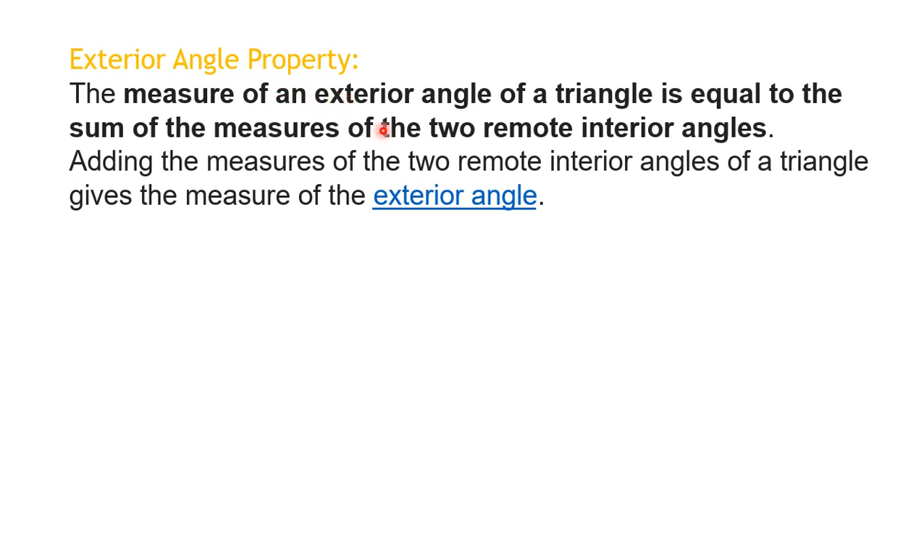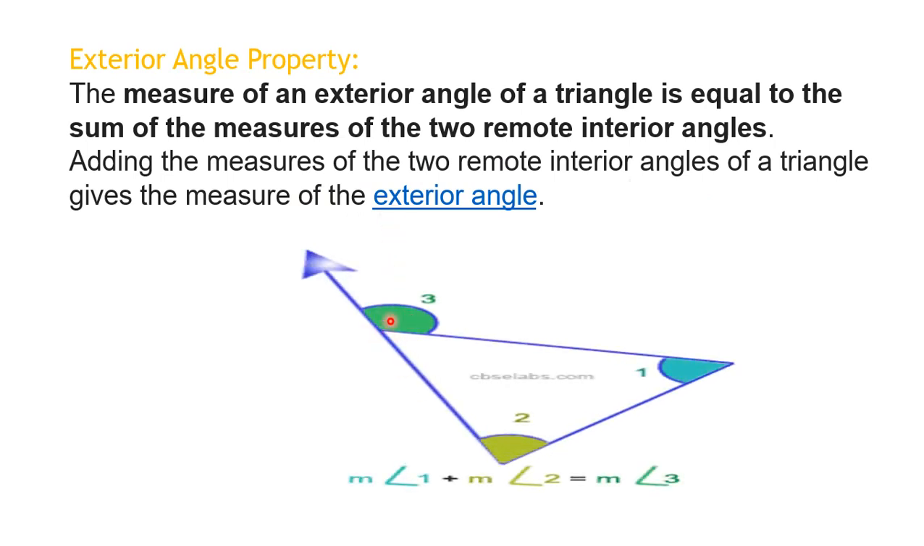Now, one property of the triangle is the exterior angle property, which says the measure of an exterior angle of a triangle is equal to the sum of the measure of the two interior opposite angles. That is, adding the measure of two opposite interior angles of a triangle gives the measure of the exterior angle. So, we can say if angle 3 is the exterior angle of the triangle, then angle number 3 is equal to angle 1 plus angle 2.